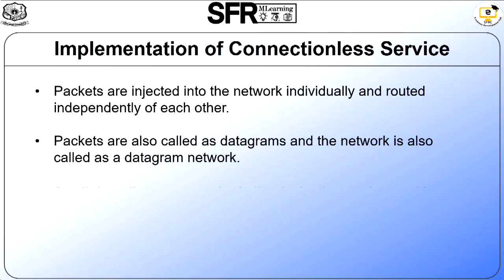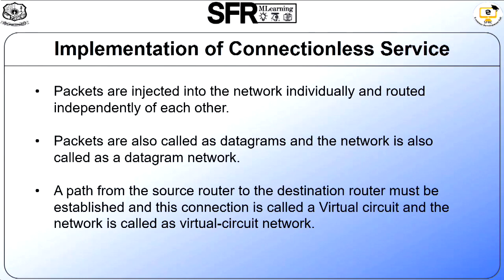Next issue, implementation of connectionless service. If connectionless service is offered, packets are injected into the network individually and routed independently of each other. Here the packets are also called datagrams and the network is also called a datagram network.